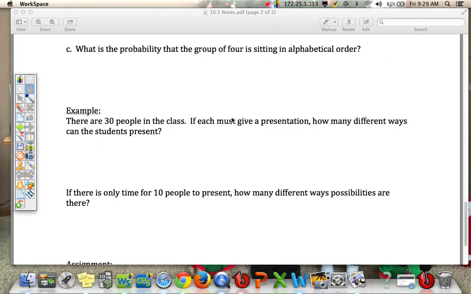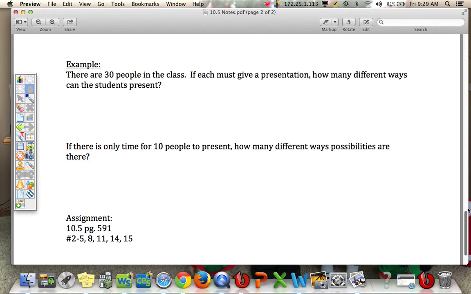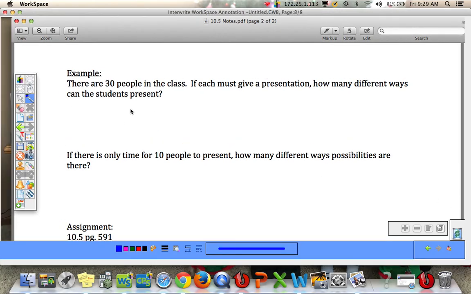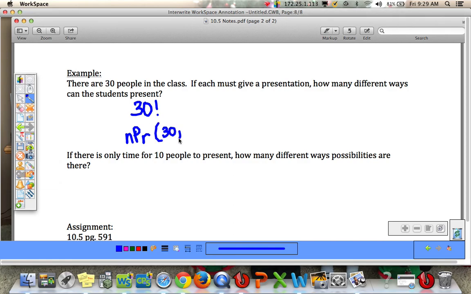All right, let's look at an example here. There are 30 people in a class. If each must give a presentation, how many different ways can the students present? So again, you could do 30 factorial, because it's 30 times 29 times 28 all the way down to 1. You could use your NPR button, and this would be out of 30 people, we want all 30 to present, so 30 comma 30. And then if you do that, we'll get our answer here.